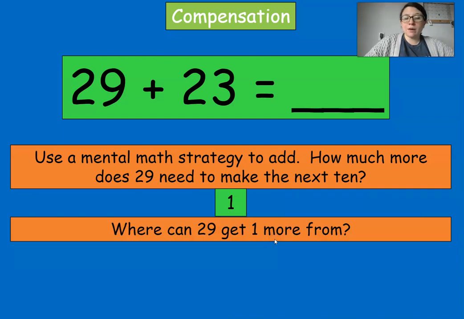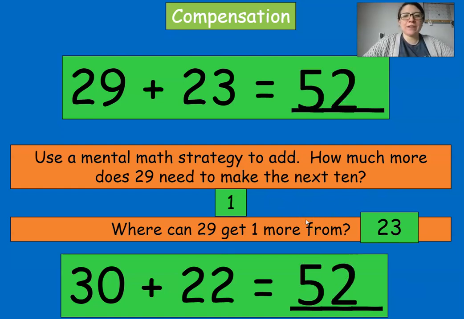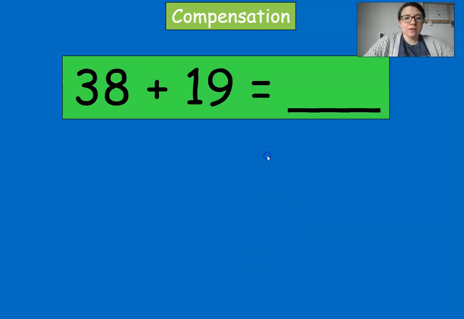Now where are we going to get that 1 from? The 23. Good. What's our new problem going to be? Good. 30 plus 22. And our answer is 52. Awesome. Let's do one more. You're getting the hang of it.